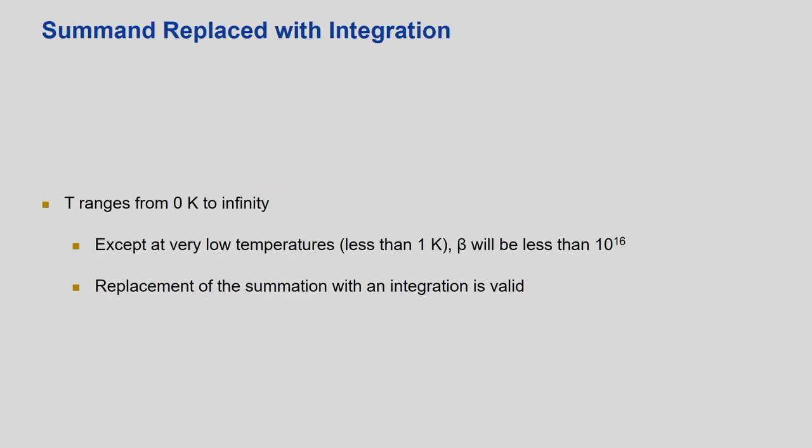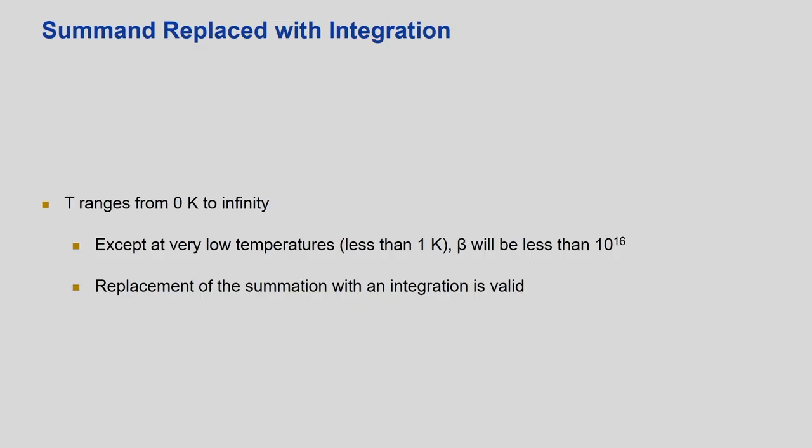Now, we took two important assumptions. First, we replaced the summation with the integral. Is that replacement or assumption correct? Let us see. Let us write down again the expression we got. Beta we got as equal to 1 by kT, and this is the expression we needed to evaluate.